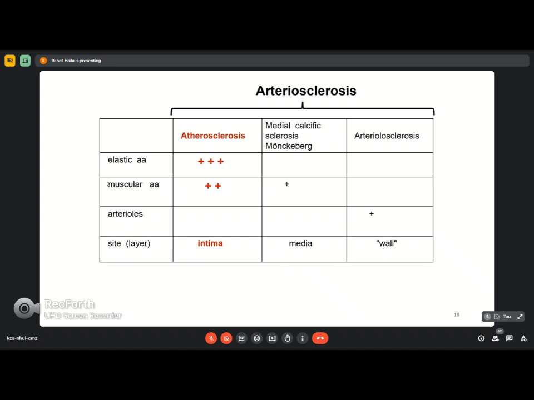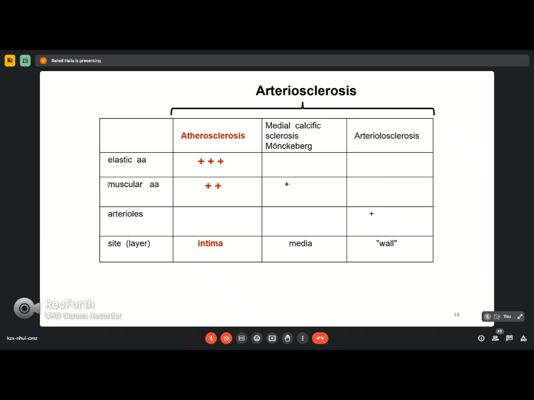or arteriolosclerosis. Atherosclerosis we'll discuss. The differentiation between these is mainly on where it occurs and what the pathophysiologic mechanism is. So atherosclerosis usually occurs in the larger arteries, the bigger arteries, the muscular arteries, and arteries with elastic tissue in them, like the aorta or the hepatic arteries. It does not happen in the arterioles, and the site where it occurs is within the intima.